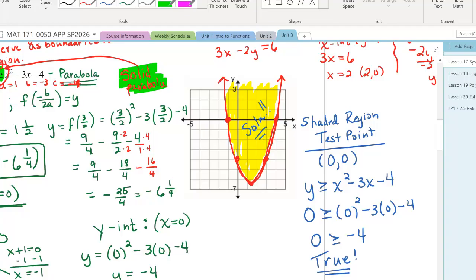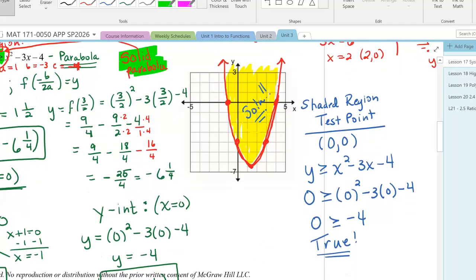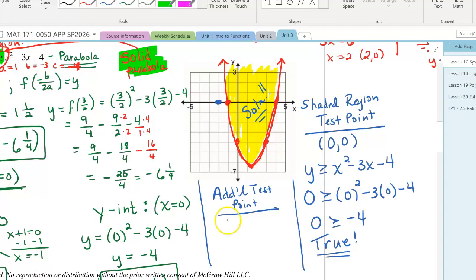Now, you could always test to make sure that you got the right shaded region. You could either pick another point in here, or you could pick a point outside. What do you think would happen if you plug in a point outside? Well, let's see. Let's do an additional test point. Let's pick the point here, that is (-2, 0).